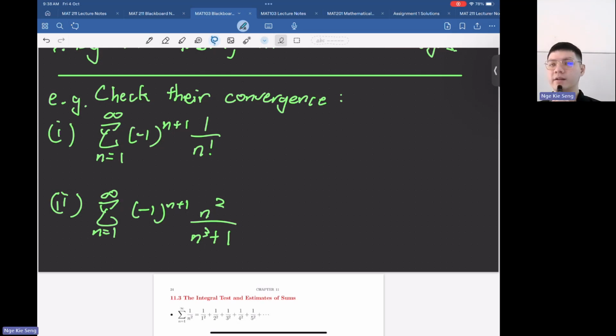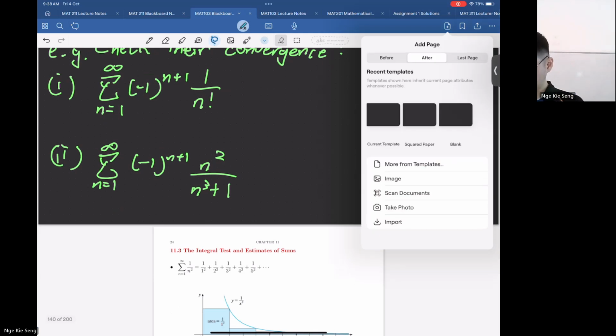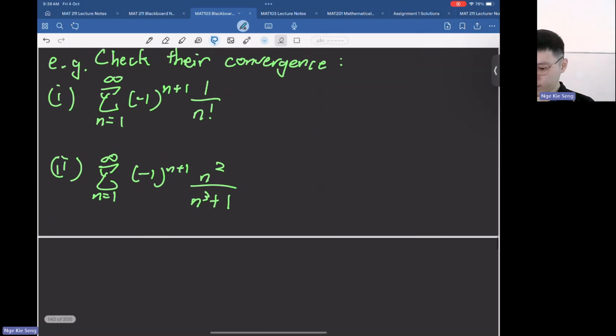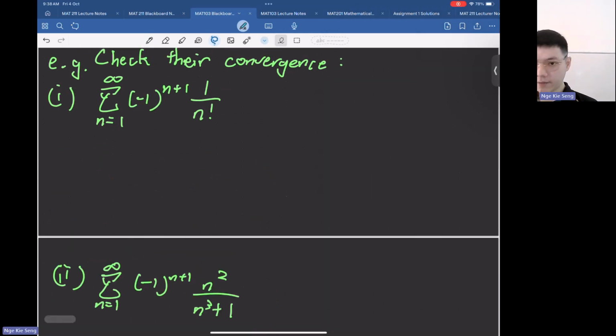Okay, is it halfway done? Halfway done? Maybe you can start first. Okay, for the first one, I think it is quite straightforward, right? So you set your Bn first. What's your Bn? Bn is the part that's not alternating, right? So it is just 1 over n factorial here.